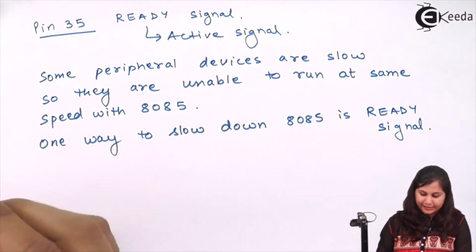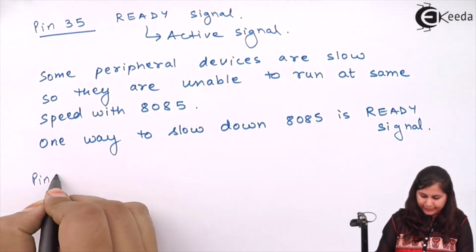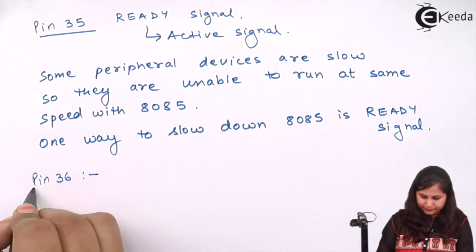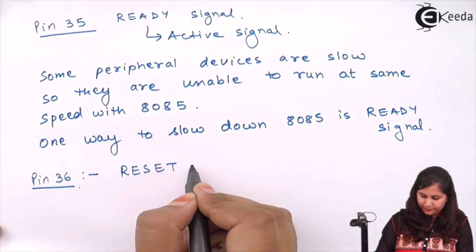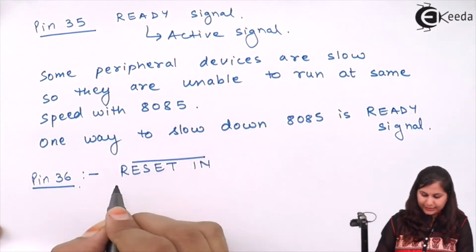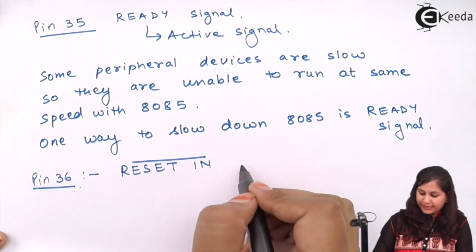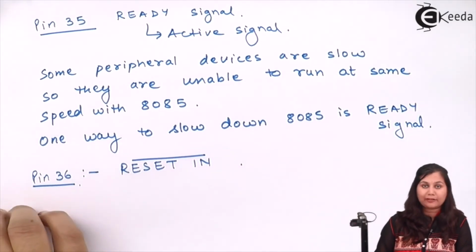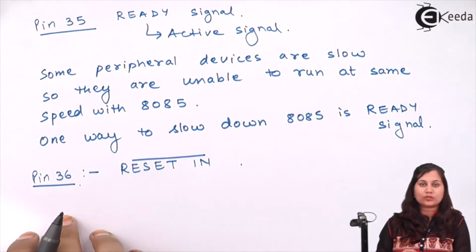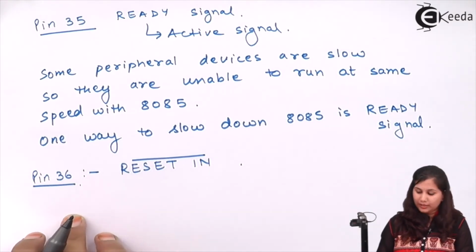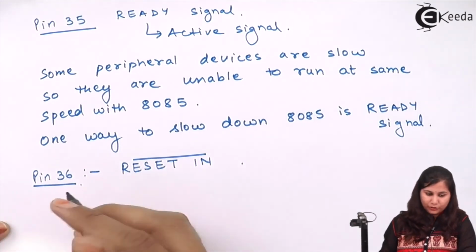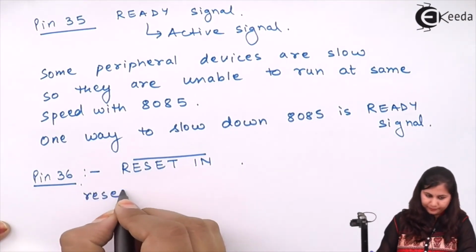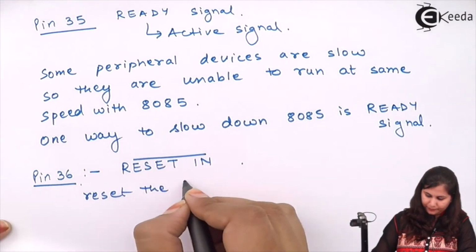Then we have reset in, pin number 36. This is an active low signal. So when the signal is low, the microprocessor gets an idea that it has to reset the program counter and bring it to its initial conditions. So it is used to reset the program counter.